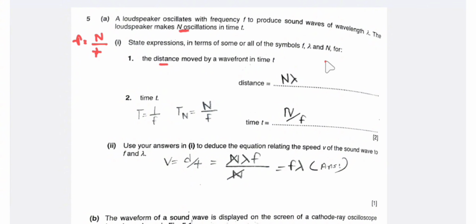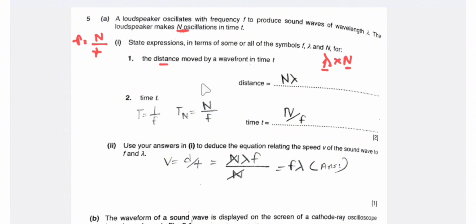That is, lambda is the wavelength for one wave. So the wavelength for one wave times the number of waves, that is n. So n is the number of oscillations. So the loudspeaker makes this many oscillations, so this many waves must be produced, and each wave has a length of lambda. So the total distance is n lambda, that is, the number of waves times the wavelength is the total distance.